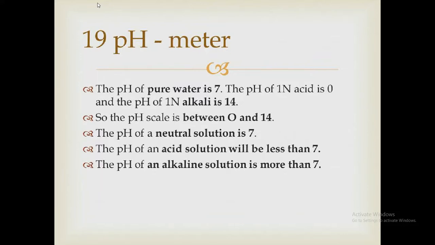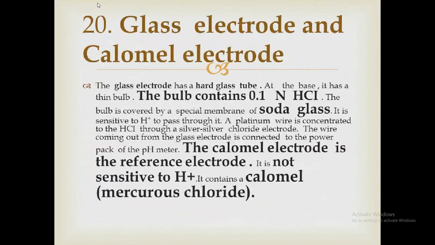It's very important: glass electrode and calomel electrode. This is another type of combination to measure the pH. One electrode is of glass and the second is of calomel type. The glass electrode has a hard glass tube. At the base it has a thin bulb, and in the bulb 0.1 normal HCl is kept.